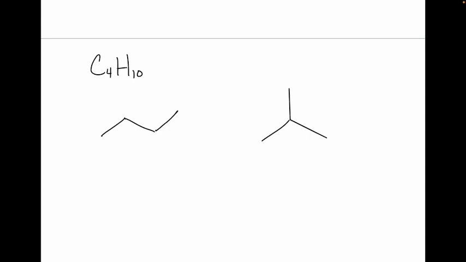This is what we call a straight chain. And this one we call a branched chain. And depending on the formula, you can have a bunch of different branched chain molecules. The more carbons you have, the more possibilities there are out there.